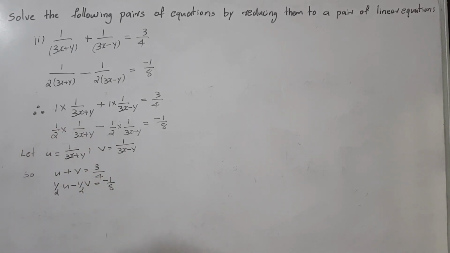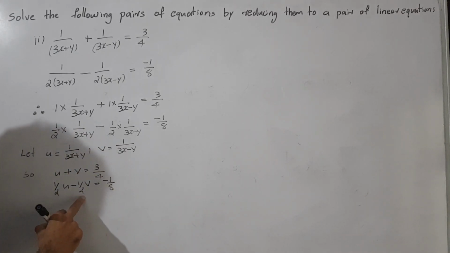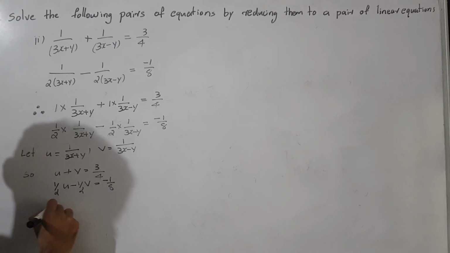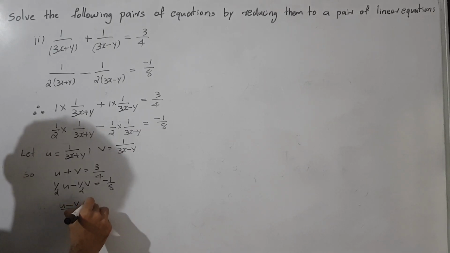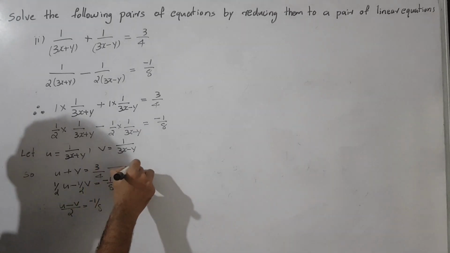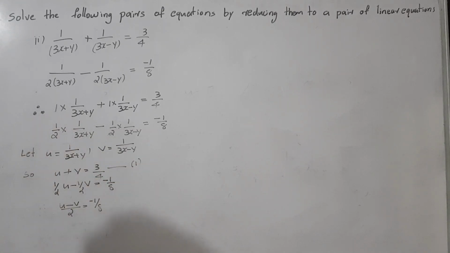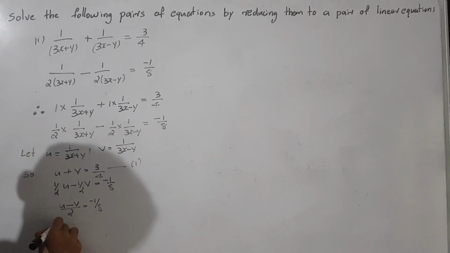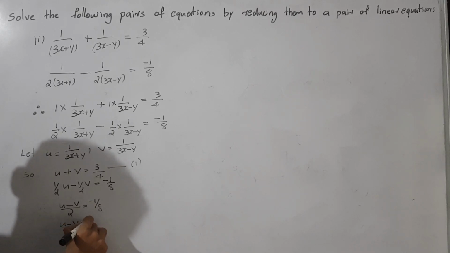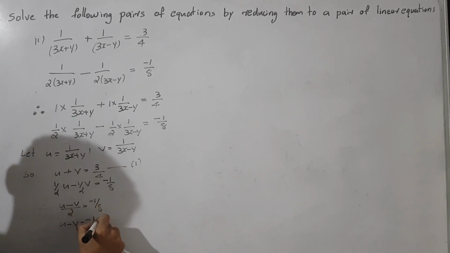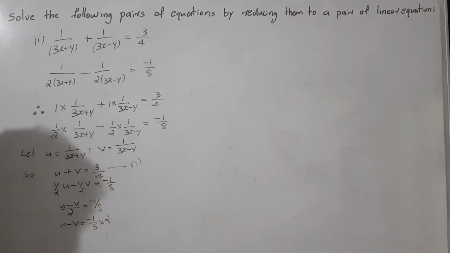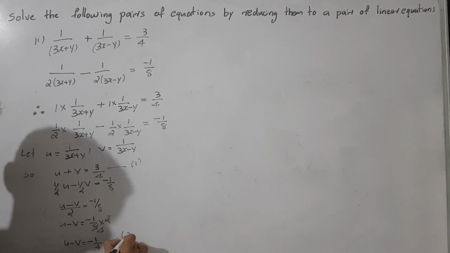So in the second one we are just rearranging like this, the denominator is same in both cases, correct. So we write it like this, therefore u minus v by 2 is equal to minus 1 by 8, therefore u minus v is equal to minus 1 by 8, then we transpose the 2, that time it is into 2, then what we get? 4. So u minus v is equal to minus 1 by 4, equation 2.